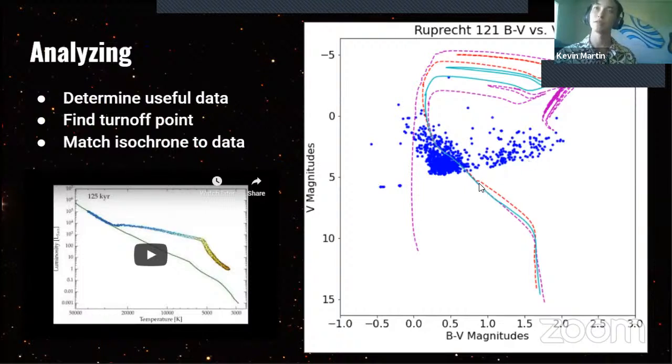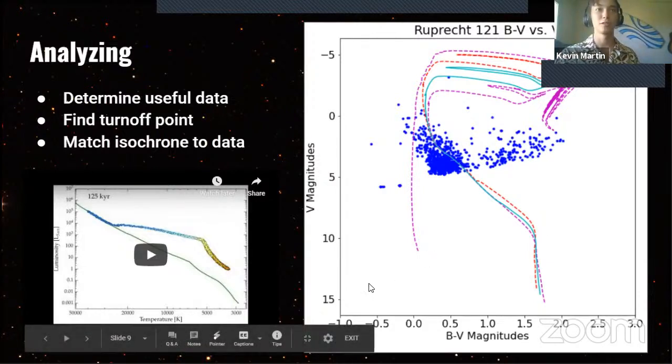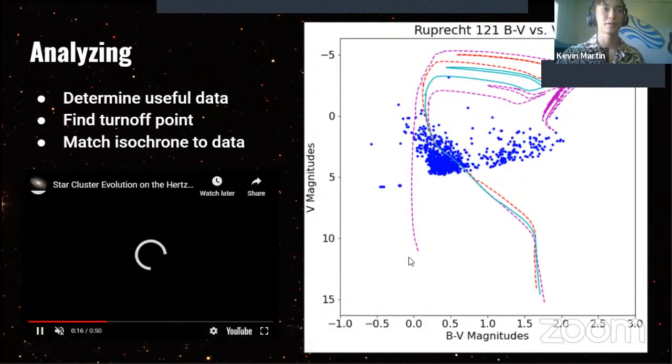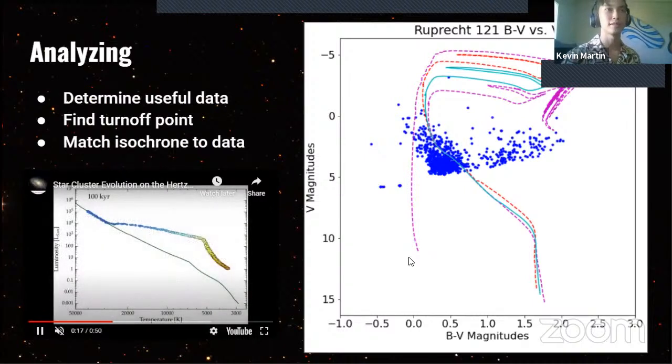So we mainly want to be focusing on a lot of these points that follow along the main sequence. That's around here and some up here. And then we want to find the turnoff point. Dr. Van Saters actually shared this video with us a few days ago, and I thought it was a really good visual representation of what the turnoff point is.